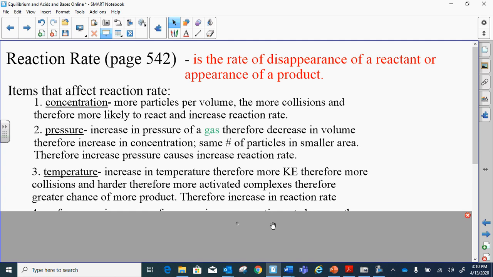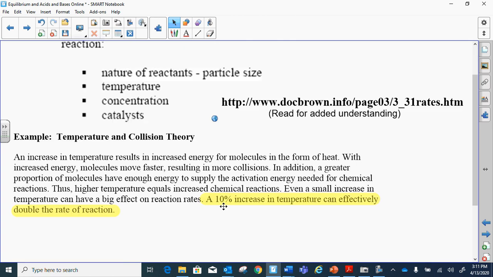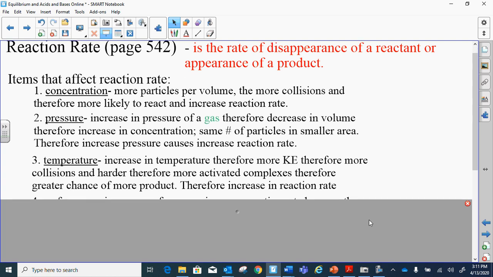Temperature, remember I told you with temperature, it has to do directly with kinetic energy. So if you add heat energy, you're increasing the temperature, you're going to increase the reaction rate. I'm just going to move back to this slide for a second and show you at the bottom. Just a 10% increase in temperature can drastically affect the rate of reaction. 10% can double the rate of reaction. So very, very noticeable change there. If you want something to react faster, temperature is definitely one way to do it.